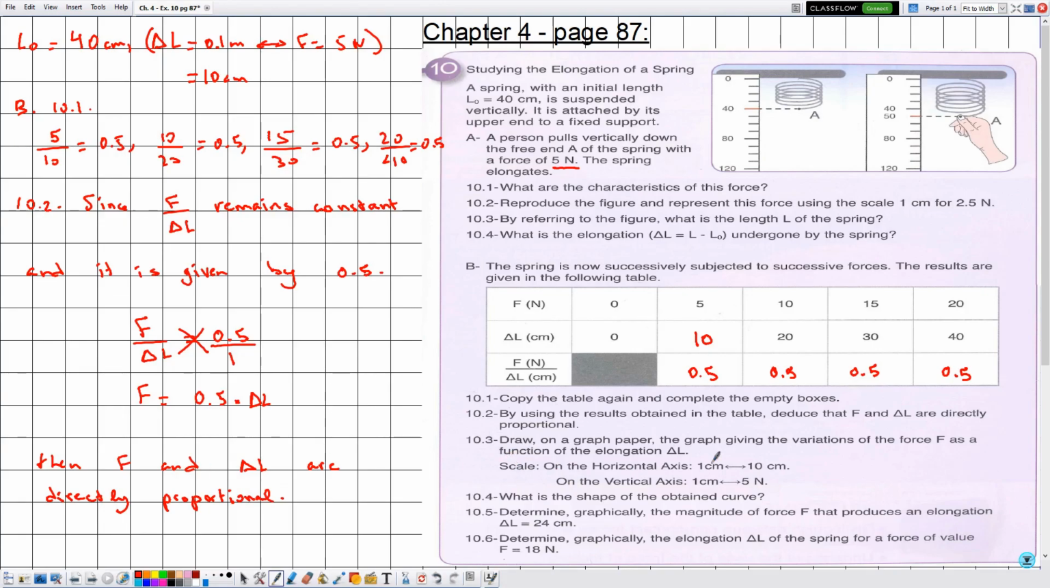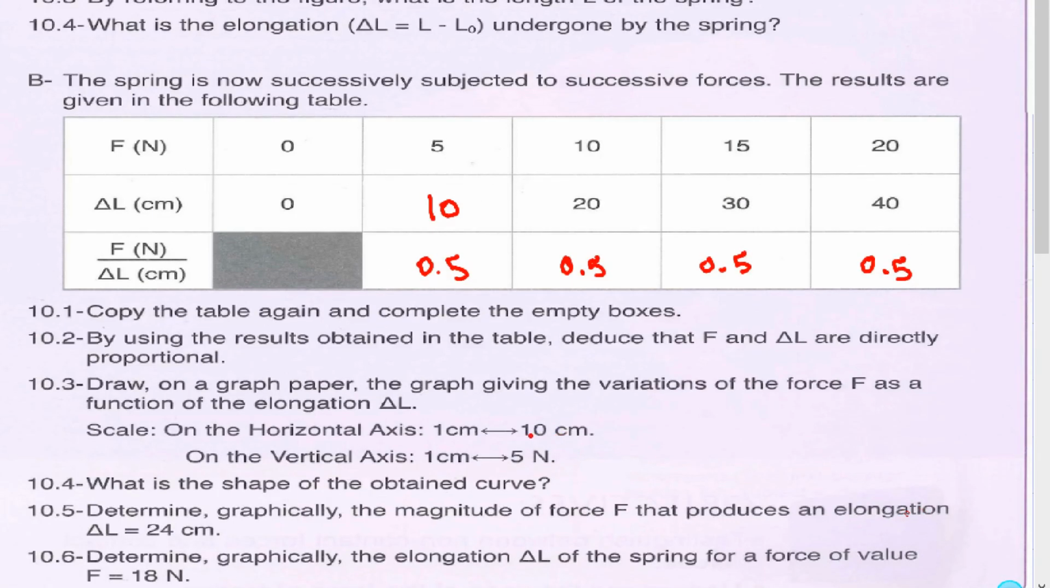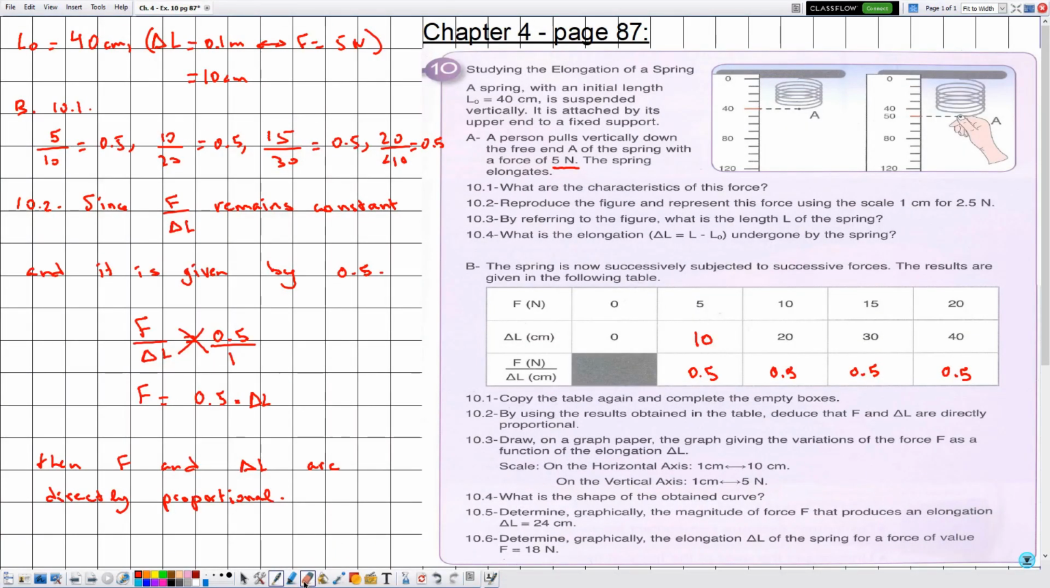Now in 10.3, they are telling me draw on a graph paper the graph giving the variations of the force F as function of the elongation delta L. Given that the scale on the horizontal axis is 1 centimeter corresponds to 10 centimeters, and on the vertical axis 1 centimeter corresponds to 5 Newton. Let me make some space here.